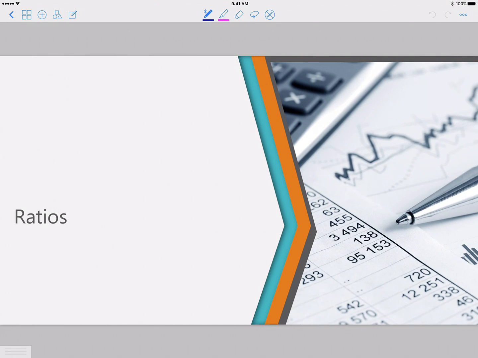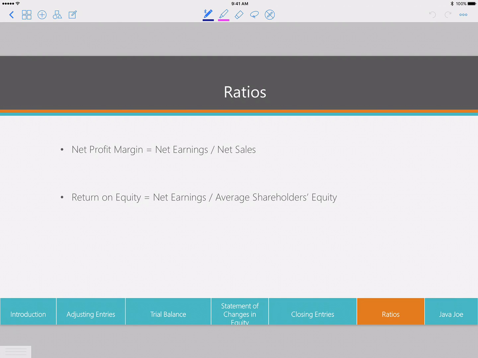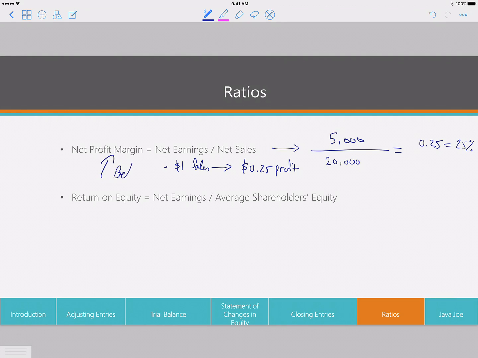So we have a couple of ratios that we're going to cover in today's chapter. And these are our net profit margin and our return on equity. And these are both ratios that measure our profitability. So for the net profit margin, we measure our net earnings over net sales. So let's say we had $5,000 of net earnings, and we had $20,000 of net sales, our net profit margin would be 25%. So this means for every $1 of sales, we have 25 cents of profit. So a higher number is better.